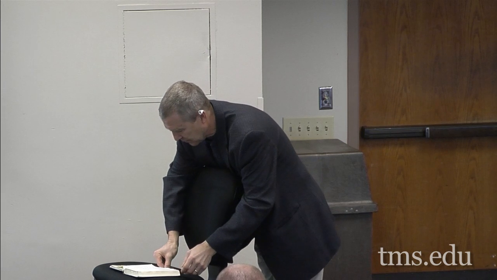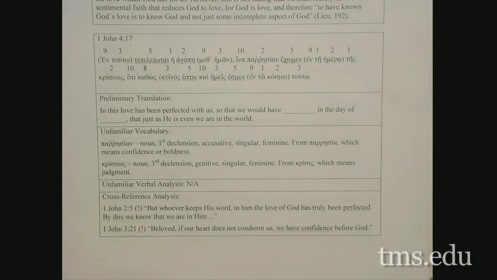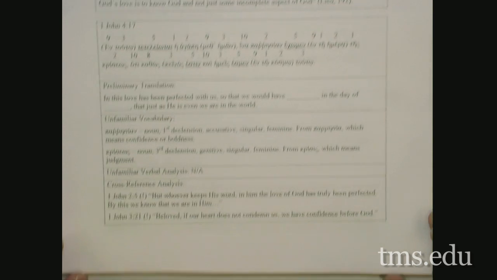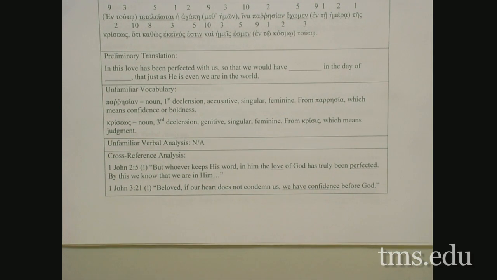All right, so 4:17. The numbers are 9, 3, 5, 1, 2, 9, 3, 10, 2, 5, 9, 1, 2, 1, 2, 10, 8, 3, 5, 10, 3, 5, 9, 1, 2, 3. Preliminary translation: In this, love has been perfected with us so that we would have blank. I couldn't remember confidence. I wasn't confident of that. In the day of, and I didn't get that one either, judgment. That just as he is, even we are in the world.